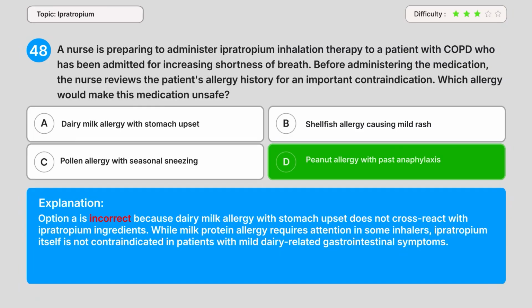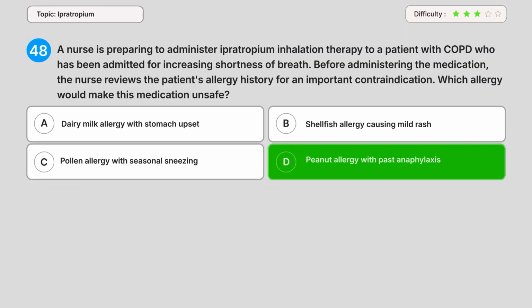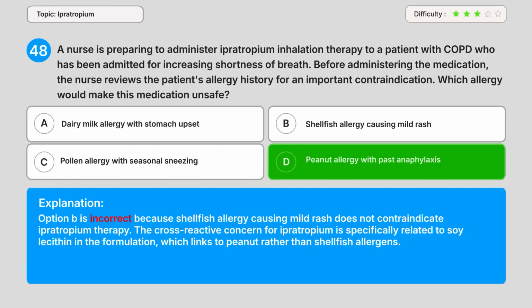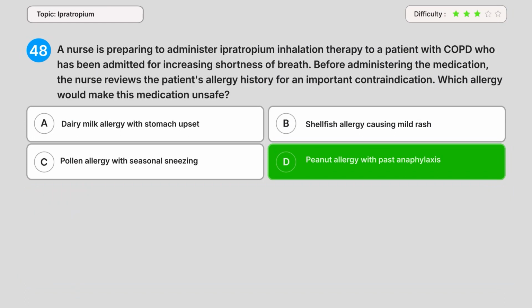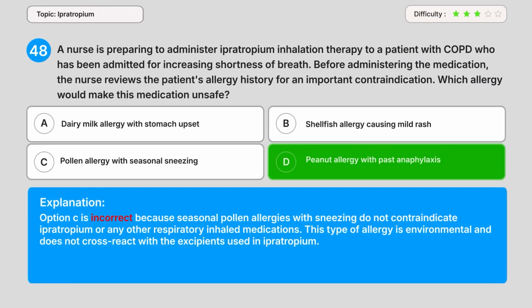While milk protein allergy requires attention in some inhalers, ipratropium itself is not contraindicated in patients with mild dairy-related gastrointestinal symptoms. Option B is incorrect because shellfish allergy causing mild rash does not contraindicate ipratropium therapy. The cross-reactive concern for ipratropium is specifically related to soy lecithin in the formulation, which links to peanut rather than shellfish allergens. Option C is incorrect because seasonal pollen allergies with sneezing do not contraindicate ipratropium or any other respiratory inhaled medications. This type of allergy is environmental and does not cross-react with the excipients used in ipratropium.